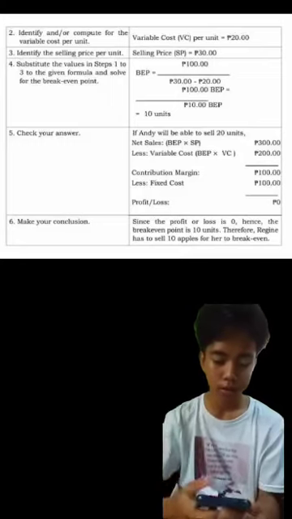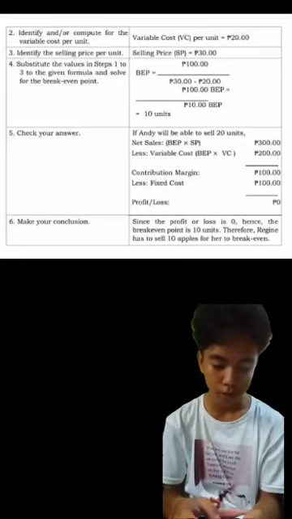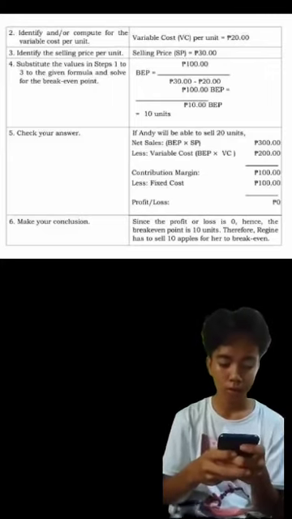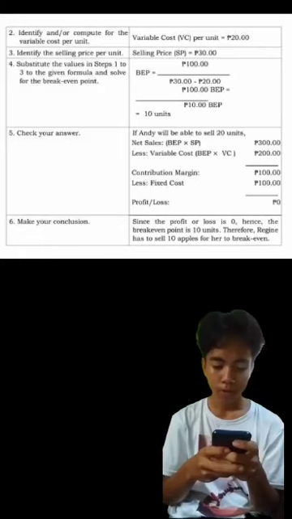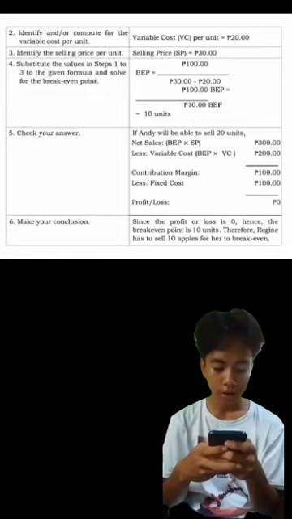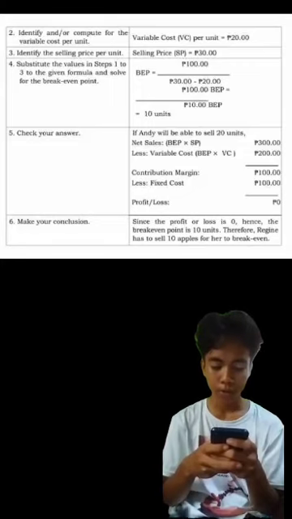So good afternoon. So welcome back. So number 2, identify and or compute for the variable cost per unit. So variable cost, VC, per unit is equal to 20 pesos. Number 3, identify the selling price per unit. Selling price, SP, is equal to 30 pesos.